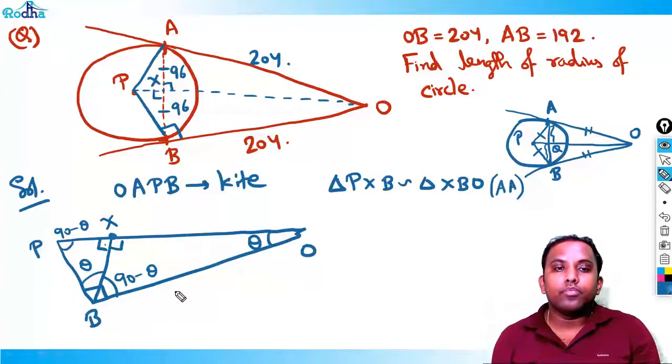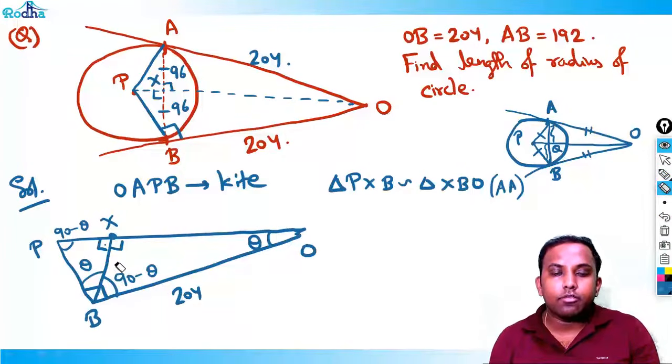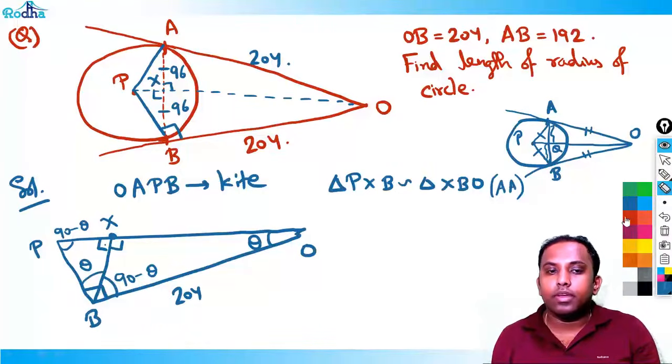What length is known? This length is 204. And what is this length? This length is 96. So by Pythagoras theorem, this length XB is 96.